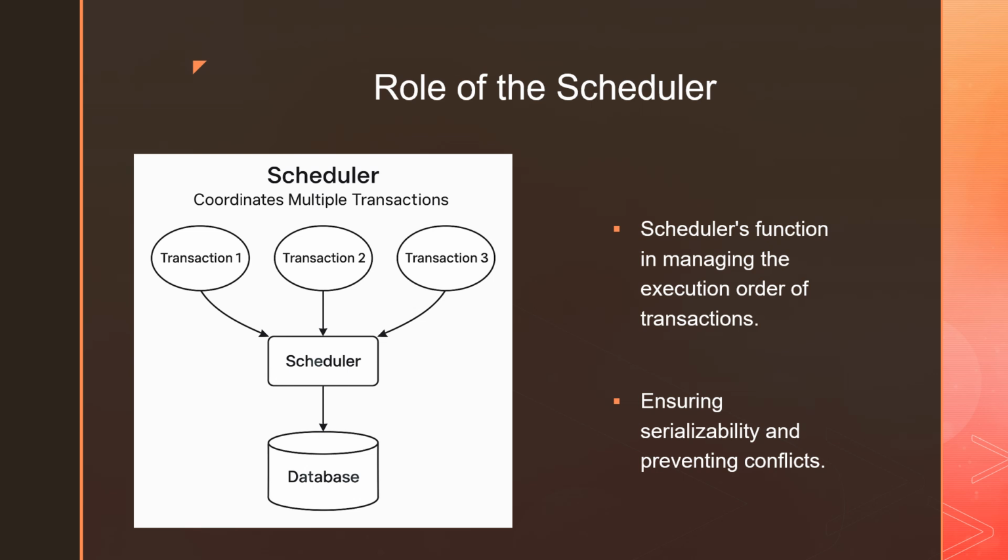The main goals of the scheduler are to maintain serializability, which means that the outcome of executing transactions concurrently is the same as if they were executed one after the other, and to prevent conflicts such as lost updates or inconsistent reads that arise from concurrent operations. Without a scheduler, transactions could execute in arbitrary orders, leading to data anomalies and inconsistency. So it ensures smooth, safe, and predictable transaction execution.